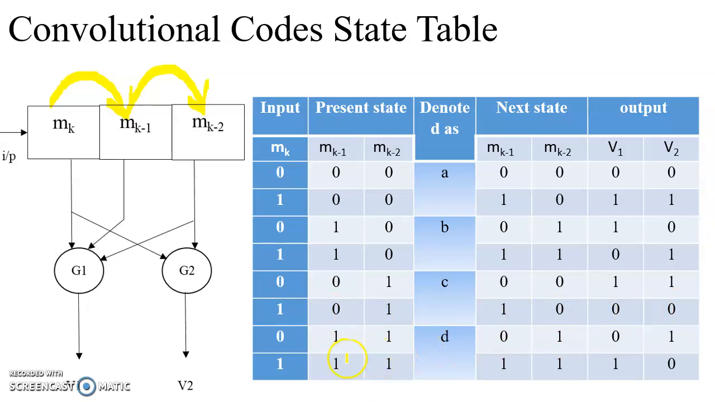Here present state is D, 1, 1, input is 0, so the next state will be 0, 1, output is going to be 0, 1. And the last one, you can see present state is 1, 1, input is 1, and we are having next state 1, 1 and output as 1, 0.